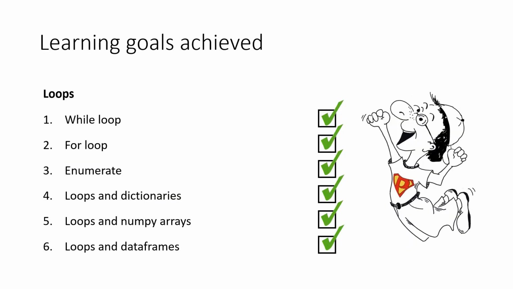The learning goals that we have achieved with loops are the while loop, the for loop, and the enumerate loop. And in this presentation, we did loops and dictionaries, NumPy arrays, and data frames. So overall, now you have maybe an idea how you can loop over a bunch of different data structures or data types.